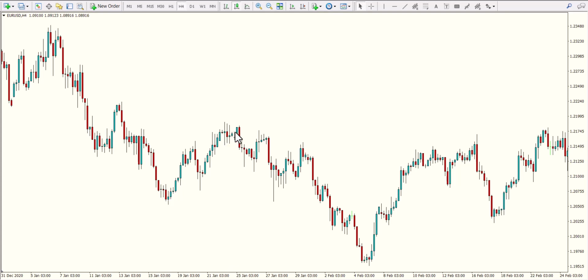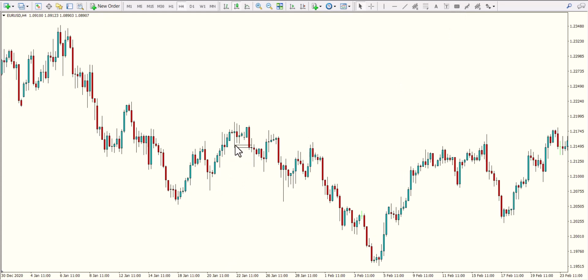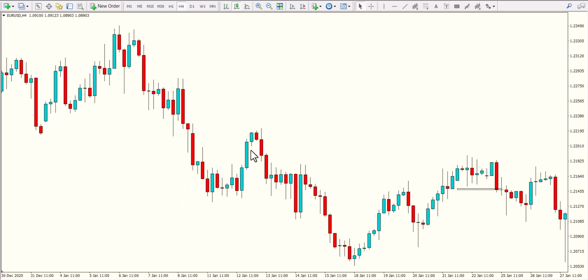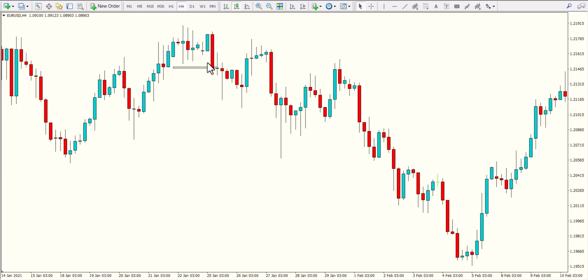But instead, what do we see? We have lower highs and a lower low, which means at this point the market has created a break in structure, right? And when there is a break in structure, we are looking forward to see how the market will give us a confirmation for entry.